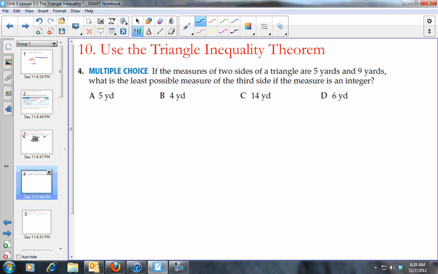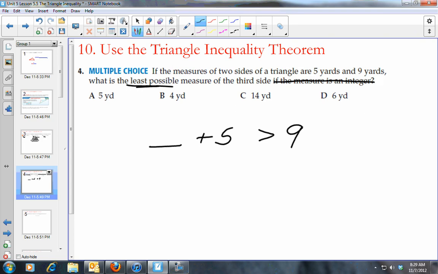So let's leave this off for a moment. The least possible measure of the third side. So in other words, we want the third side to be the shortest. Okay? So what can we add to 5 to make sure that it's greater than 9? Because we're looking for the shortest side. When they said least possible, they're asking for the shortest. Well, what do you add to 5? 5 plus 5 is greater than 9.